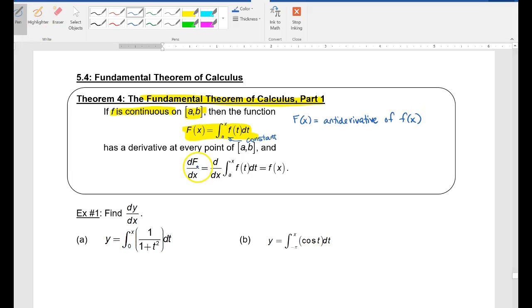So then, if we were to do the derivative of the antiderivative, we get back what we started with. So when we take the derivative of the antiderivative, it equals our original function.